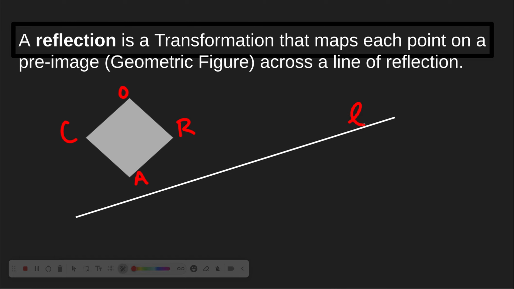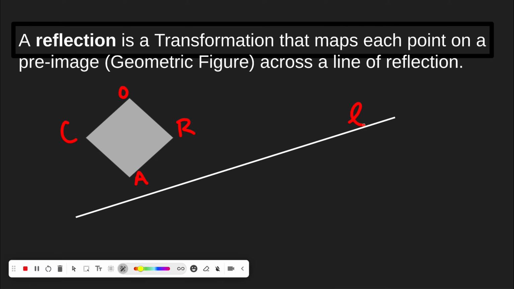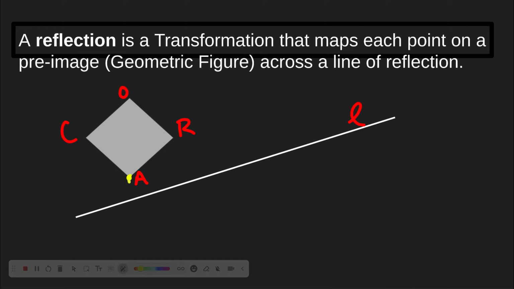So when you do this, you have to think about the properties of a mirror. And the reflection will always be reflected at a 90-degree angle from the point to the line. So if I could just envision A as a point, and if I could draw a right angle, okay, then I'm going to copy that same right angle across the same length, and this will be where our new A is, okay?